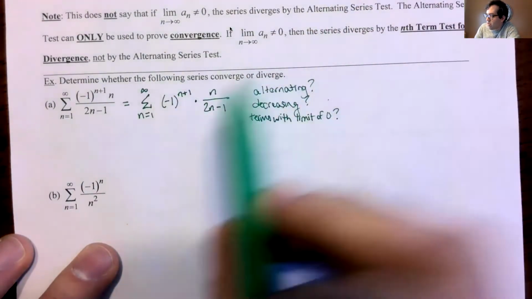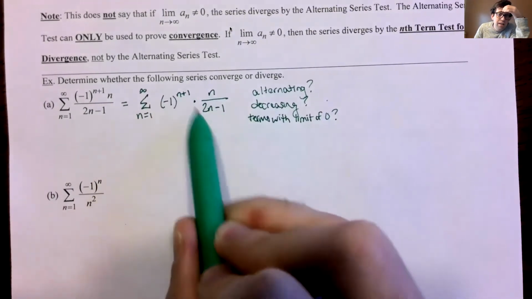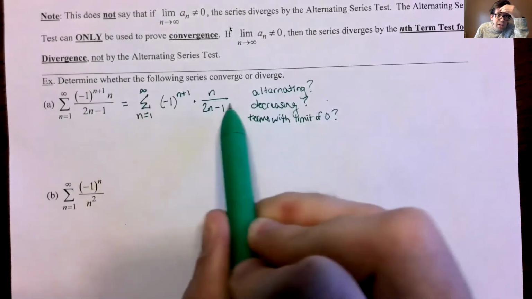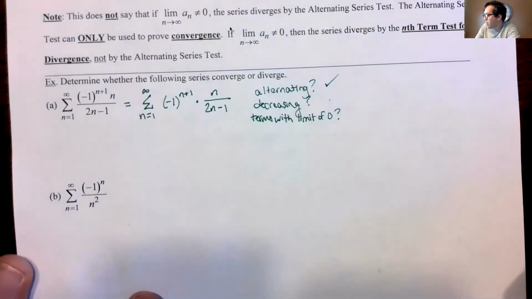We've already shown that it's alternating, right? This is switching the sign between positive and negative. This fraction isn't going to be changing the sign. It's always positive because we only have positive n's that we're plugging in. So that part is true. That's all we need to do for that.